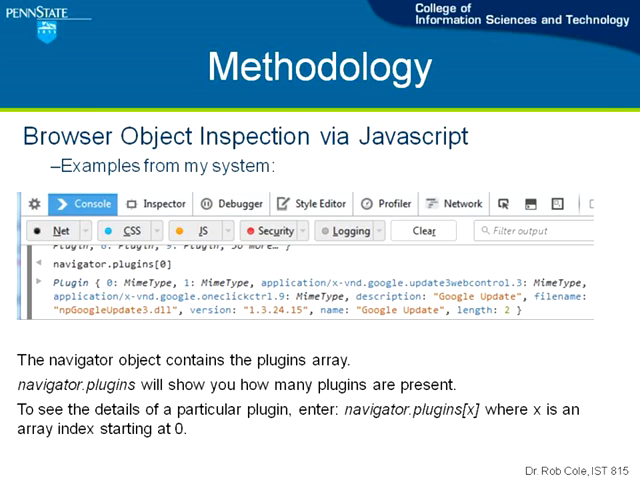Here is the first element of my plugins array. Note that we have a name, Google Update, a DLL file name, and a very specific version. If we walk the entire array, we'll harvest a lot of valuable information about the plugins on the system.